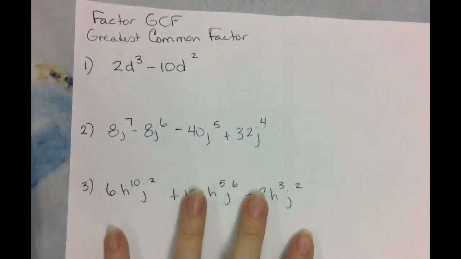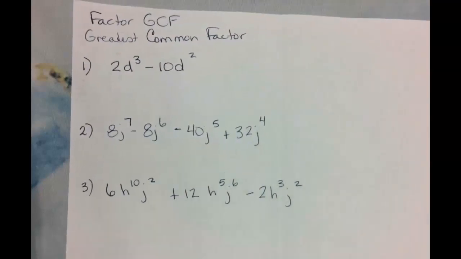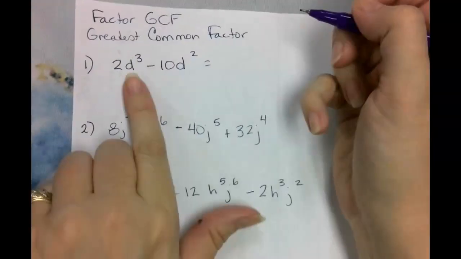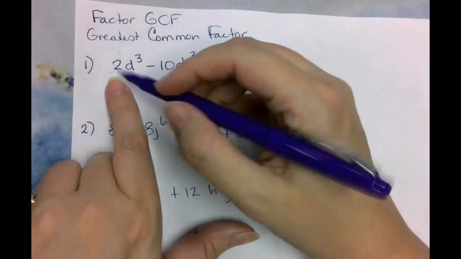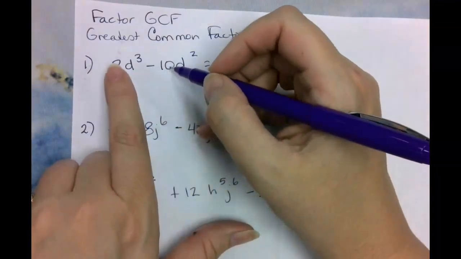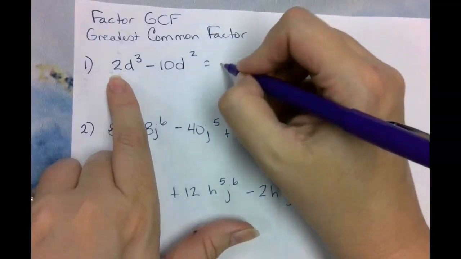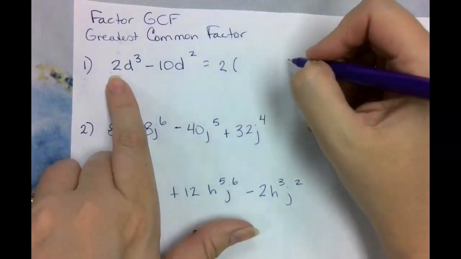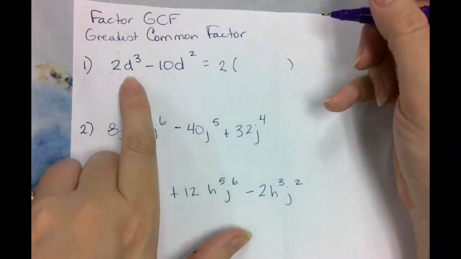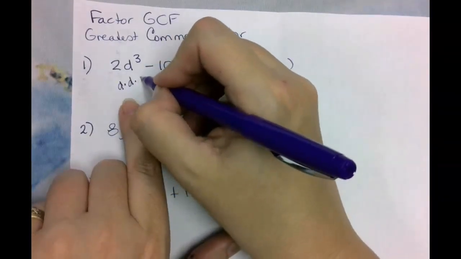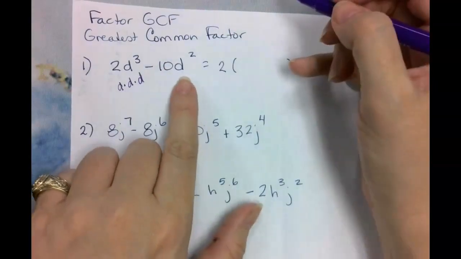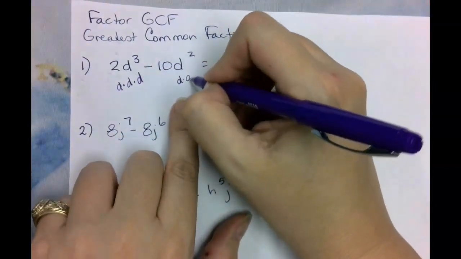Okay, we're going to be factoring out a GCF, or greatest common factor. And we do that by saying, what do these have in common? Well, in both of these, I see a 2 and a 10, and I know that 2 and 10 have a 2 in common. And then if I think about this, that d cubed means d times d times d, and d squared means d times d.